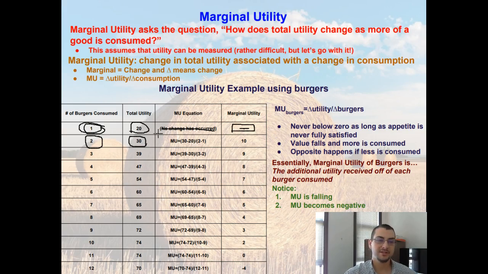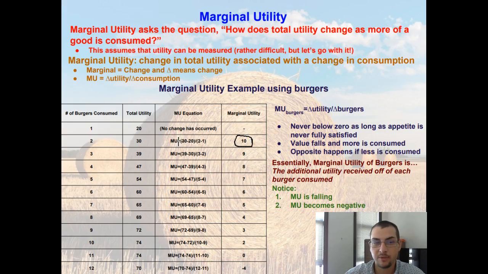So we go ahead and calculate our marginal utility. And remember, our marginal utility equation is a change in utility. So that utility changed from 20 to 30 units. So we see right here, this change in utility is 30 minus 20. That's showing how much that utility has changed. And then we divide that by the change in consumption. We increased the amount we consume from 1 to 2, so our change is 2 minus 1. So we see that our marginal utility was 10 units.